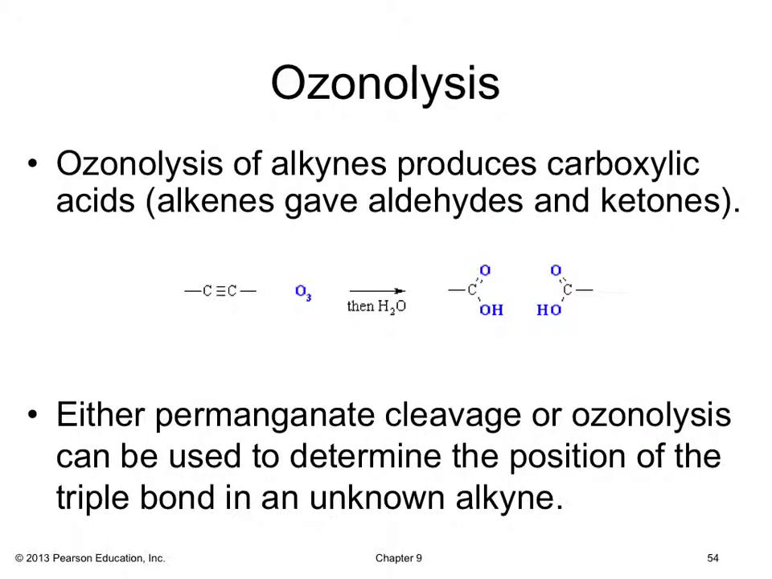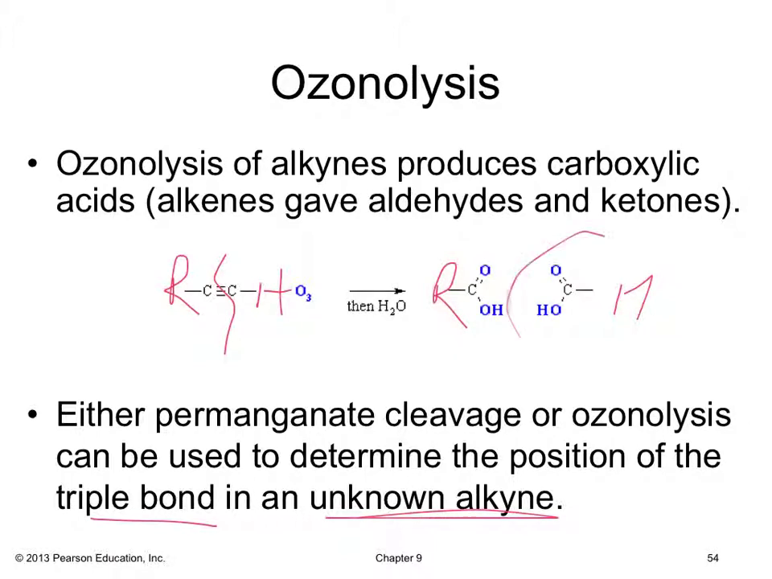So in terms of ozonolysis, ozonolysis of alkynes produces carboxylic acids. When we did alkene ozonolysis, it gave aldehydes and ketones. So in the presence of ozone, a triple bond, and then subsequently water, you generate the two acids. So it's going to cleave this to generate the two acids. Either this permanganate cleavage from the previous slide or ozonolysis can be used to determine the position of a triple bond in an unknown alkyne, because on one end, if you had R versus H, you would know that you generate this. And this will decompose.